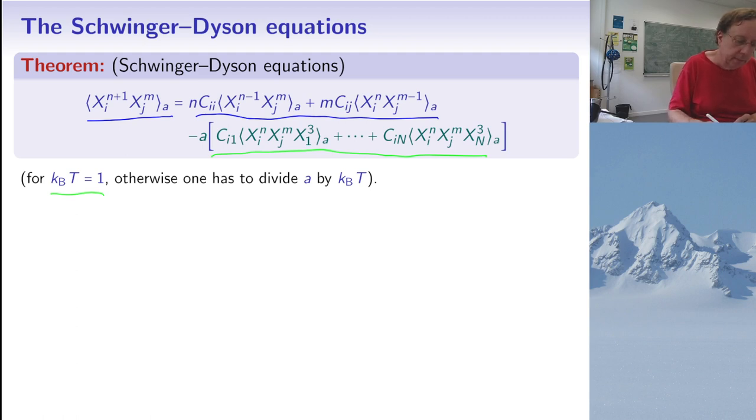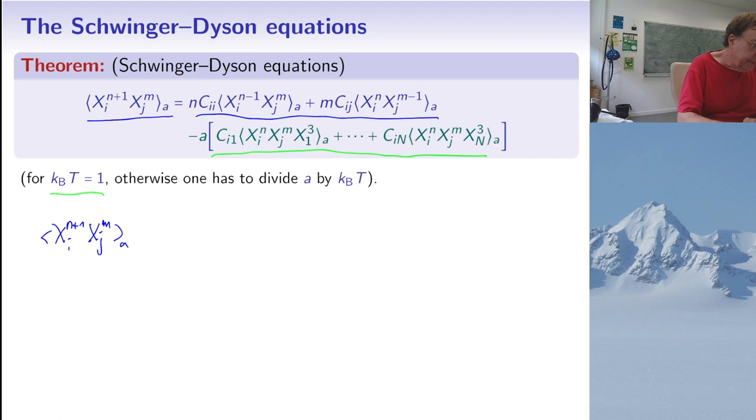So let me just give you a sketch of how you obtain this result. It's quite similar to the proof I gave of the Isserlis-Wick theorem. So I want to compute x_i to the n plus 1 times x_j to the m, but now averaged with the new Boltzmann-Gibbs measure.